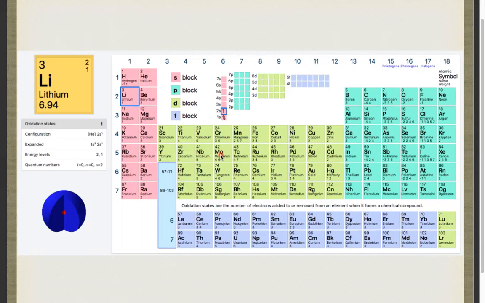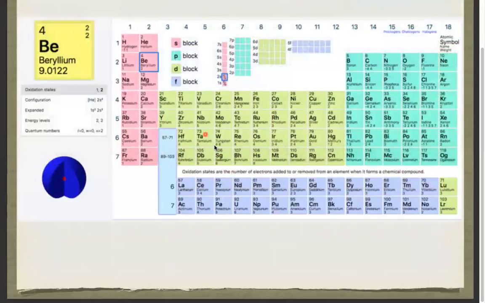Let's move on to beryllium. Beryllium's going to have everything that lithium had plus whatever it has. So its first energy level, the red, is going to have 2 electrons in it. And the blue energy level is going to have 2 electrons in it. Remember, lithium only had 1. Then we move on to the next atom, which is going to be boron.